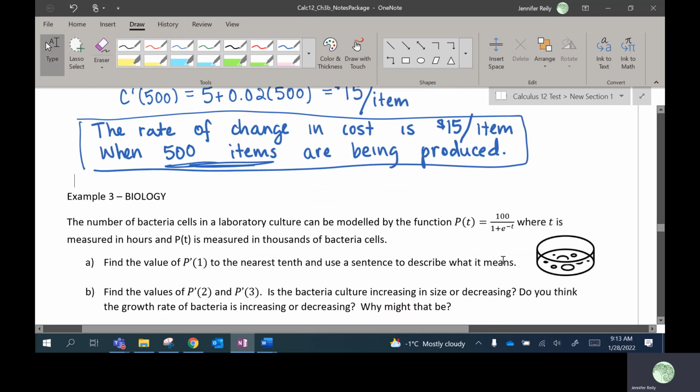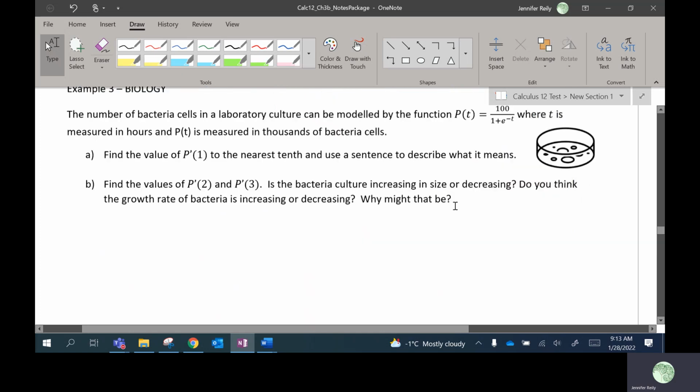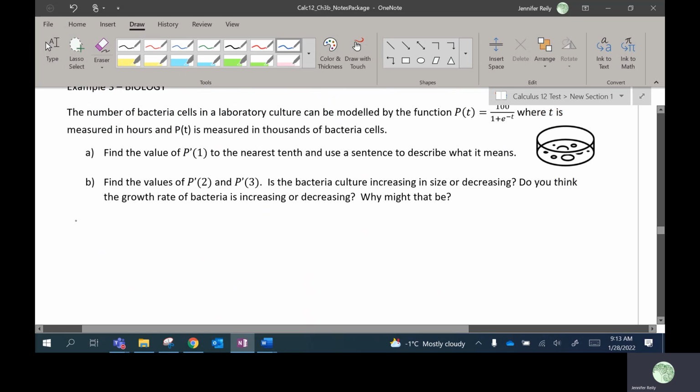Okay, and the last one is biology. The number of bacterial cells in a lab culture can be modeled by this function. It's a very common function to model populations, where t is measured in hours and P of t is measured in thousands of bacteria cells. Find the value of P prime of 1 to the nearest tenth and use a sentence to describe what it means. Okay, so first, before we can plug in the 1, we need to find the derivative.